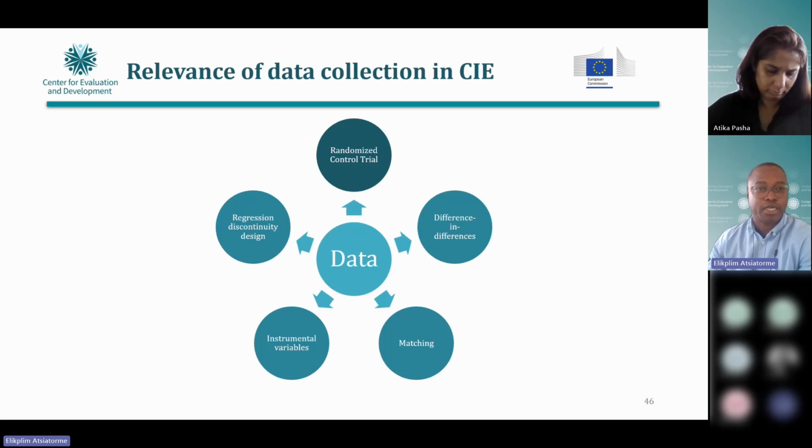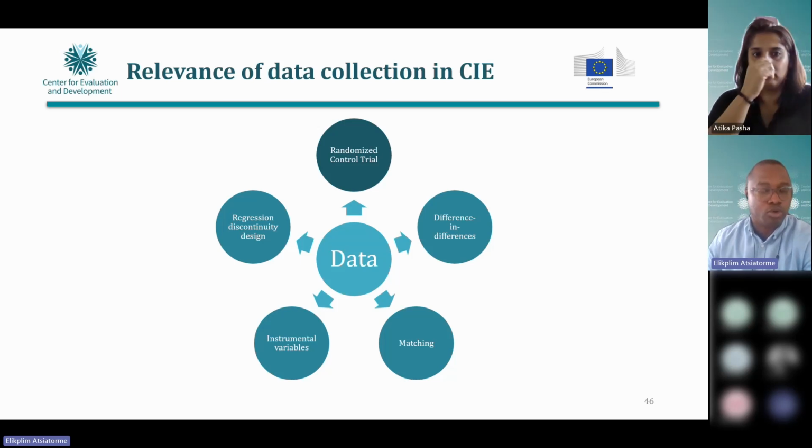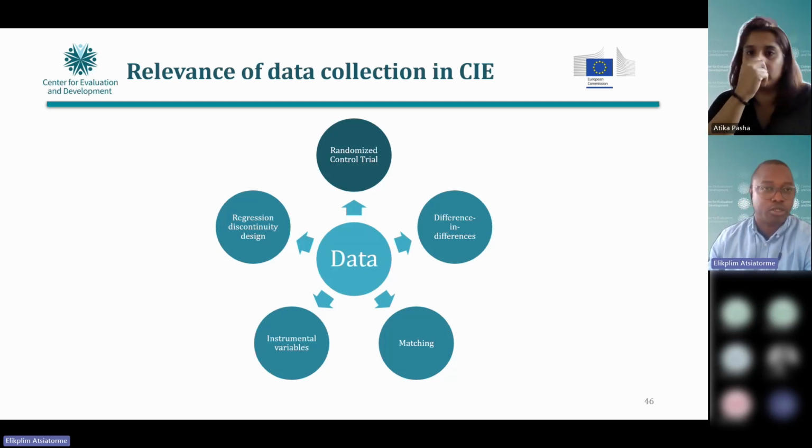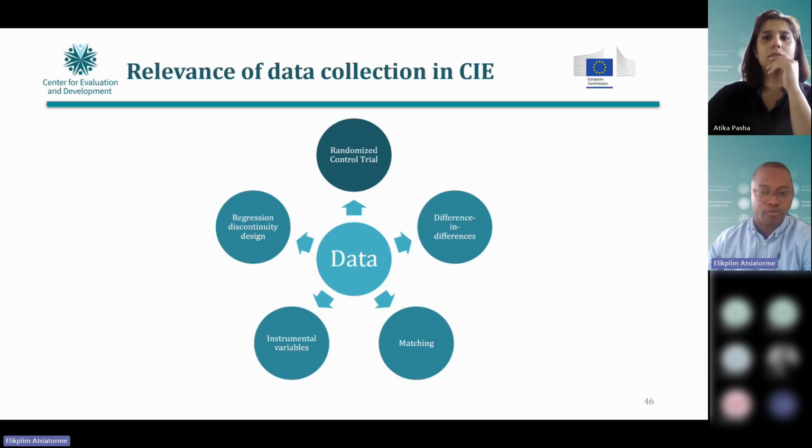As Atika has already gone through with you, we've talked about the different kinds of methodologies when it comes to counterfactual impact evaluations. In terms of the possibilities that you have, regardless of what methodology you choose, one thing is critical and central to all of these methodologies, and it's data. It's the role of data.